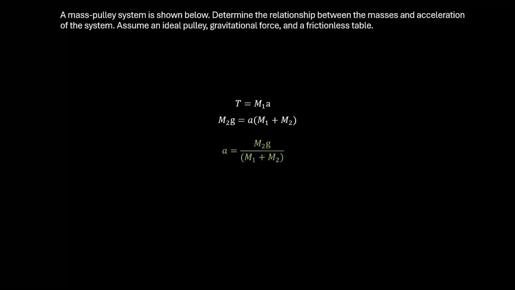I'll cover more complex ones in future videos, but this one is really simple. If you had friction on the table, all that would change is you would have T minus friction for M1, and that would be the only difference. But other than that, this should be really simple.